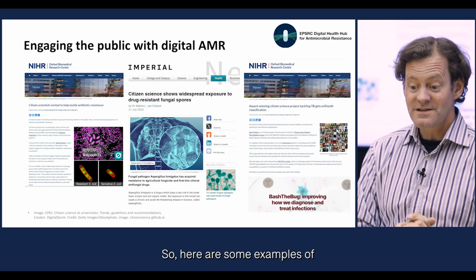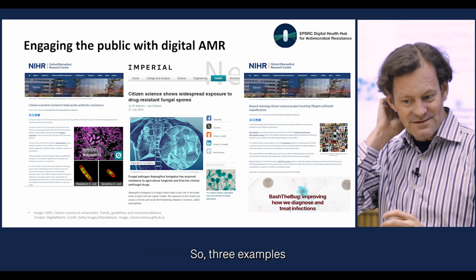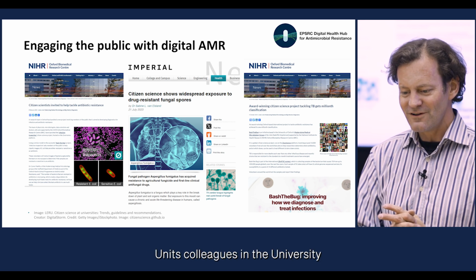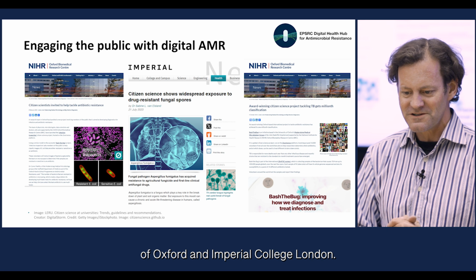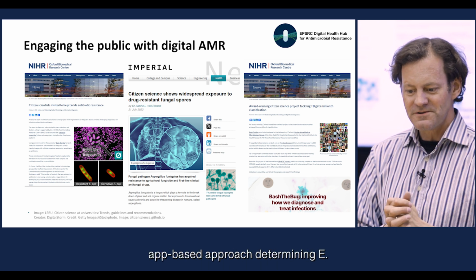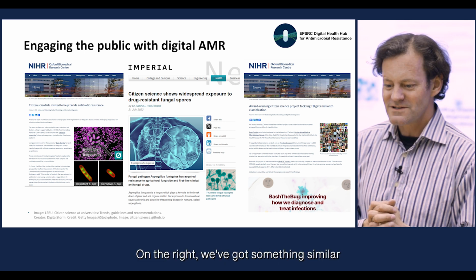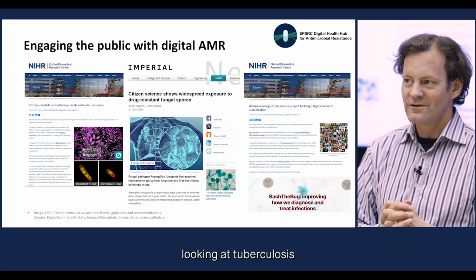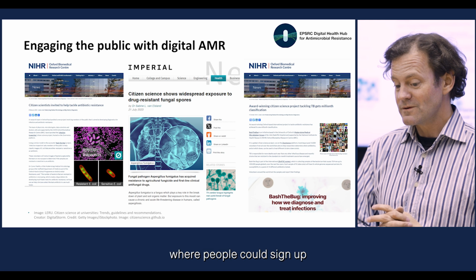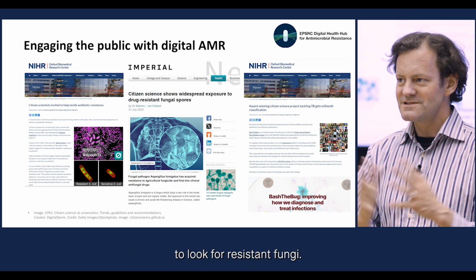So here are some examples of engaging the public with different digital AMR approaches. The 3 examples of citizen science projects from our Health Protection Research Unit colleagues at the University of Oxford and Imperial College London. On the left, we've got people, through a digital app-based approach, determining whether E. coli bacteria were susceptible or resistant. On the right, we've got something similar being trialled for looking at tuberculosis and multi-resistant TB. And in the middle, a different approach where people could sign up to get sent a swab that they would use to swab their home environment to look for resistant fungi.